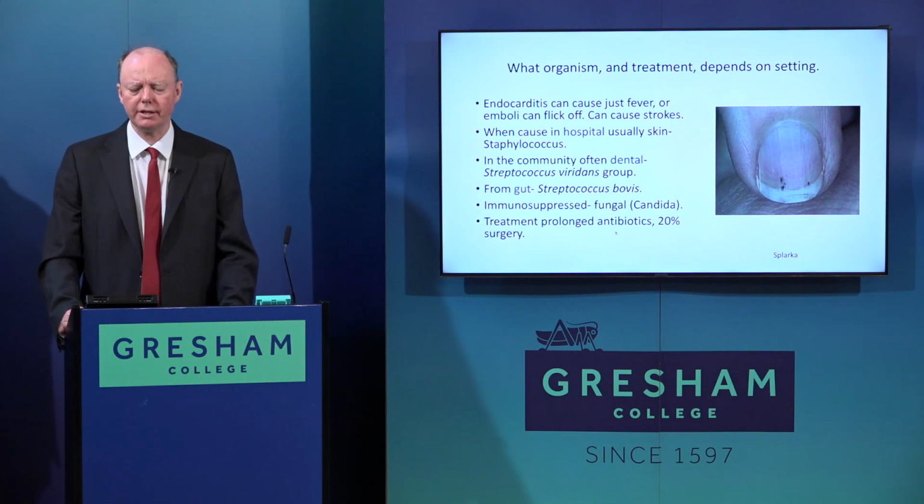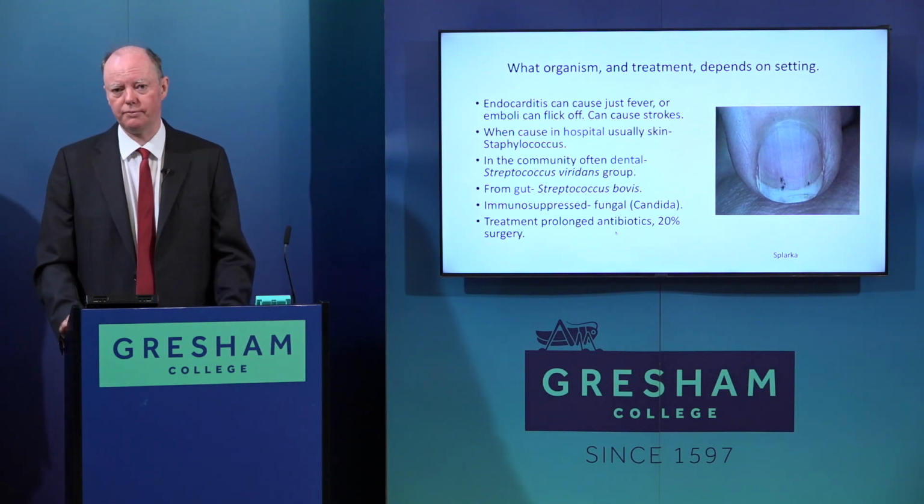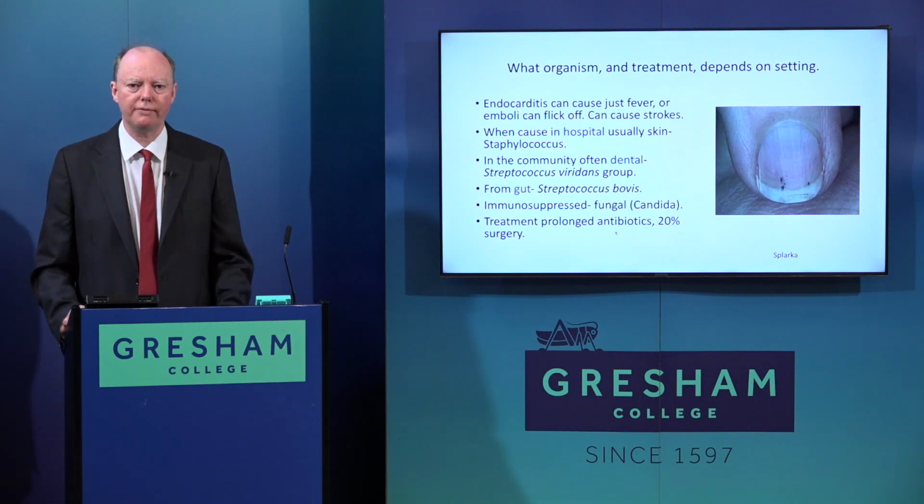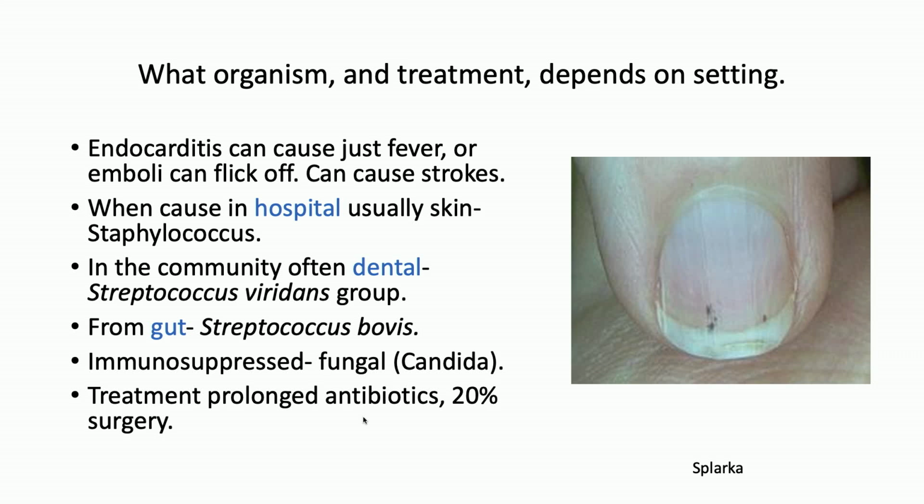So endocarditis can cause a lot of different issues, and the big ones are that it can have emboli, it can cause little growths around the heart valve, and then they flick off, and they can cause problems around the body, but particularly they can cause strokes because the emboli can get into the brain. They can cause a fever and infection in other bits of the body, and as I say, they can cause damage to the heart valve itself.